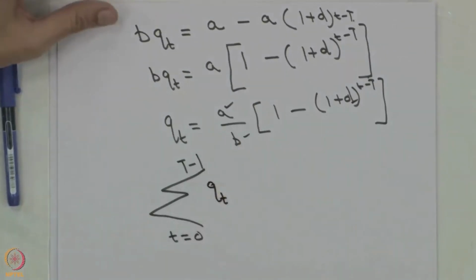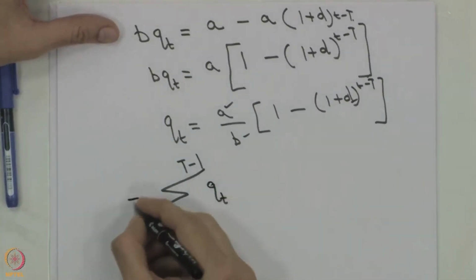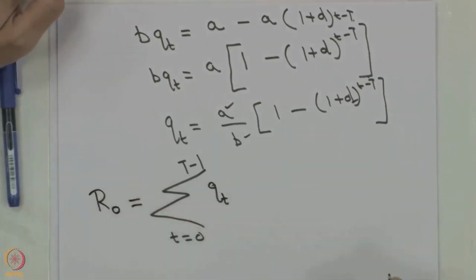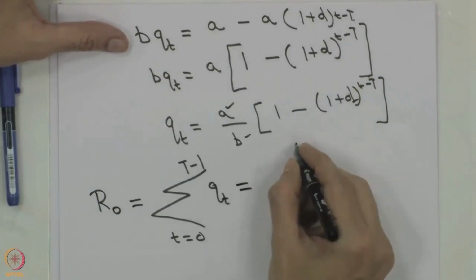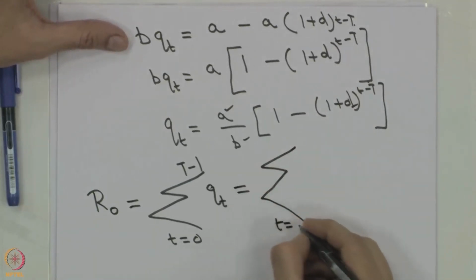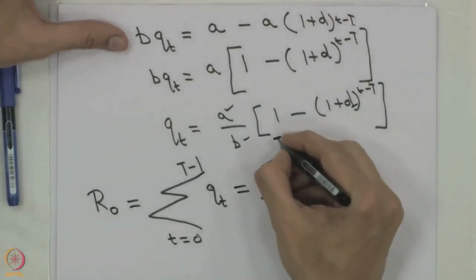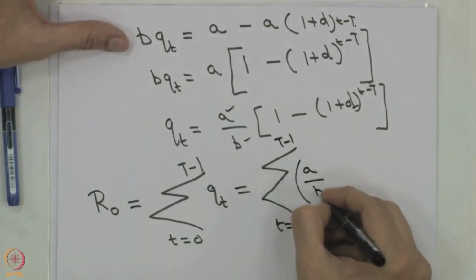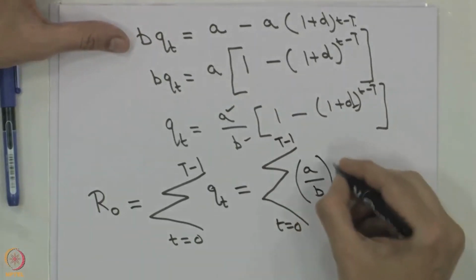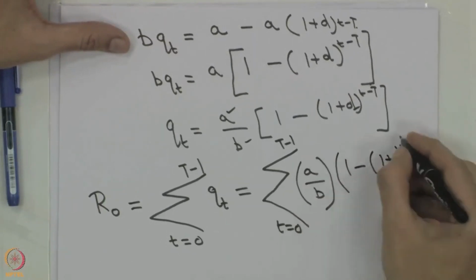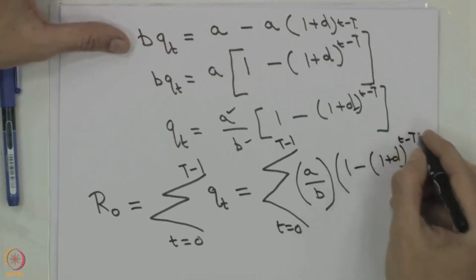The sum of Qt will be equal to the total reserve, which is R0, or in the earlier case what we had said was Q max. We can write the sigma notation, t is equal to 0 to T minus 1, A by B into 1 minus 1 plus D raised to t minus T.